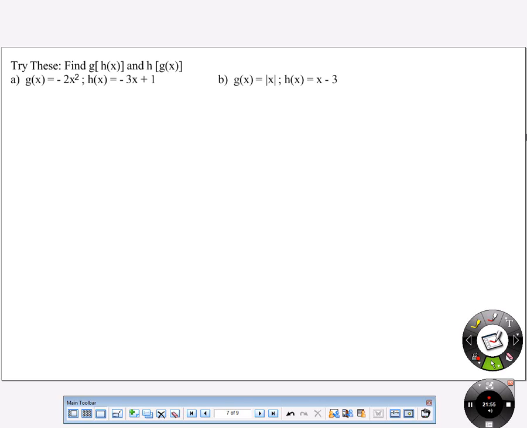All right, so we're actually going to do them together, and then we're going to go back to that example I just talked about and try it a couple different ways so that we understand what's going on. Okay, so this says find g of h of x and h of g of x. Okay, so for part A, I'm going to do 2 things. I'm going to find g of h and h of g.